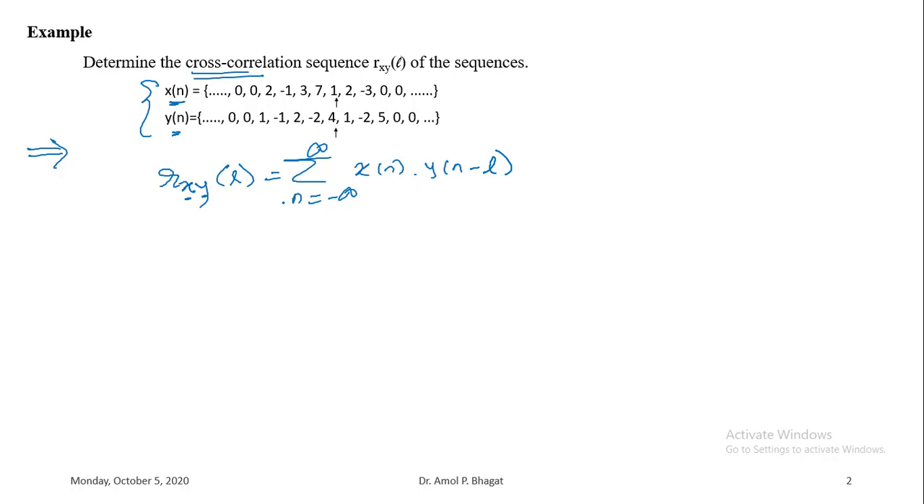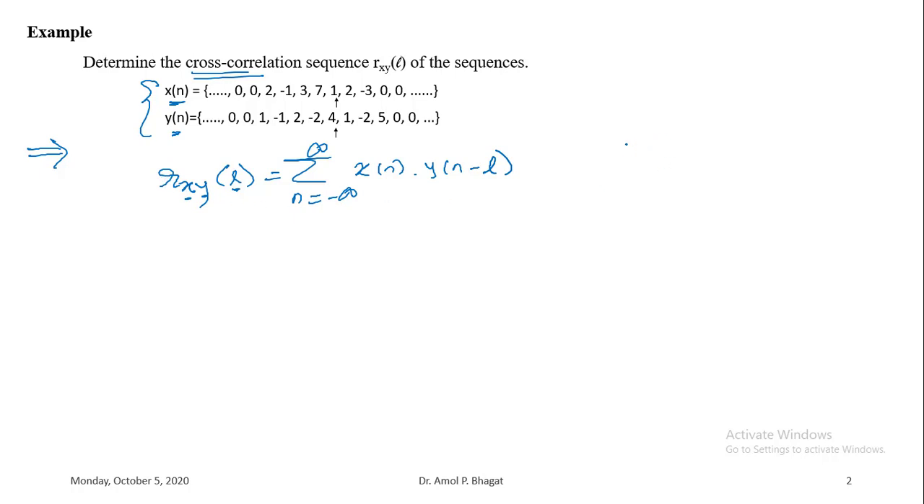Obviously you will be identifying the cross correlation for different values of l. We are interested in identifying this sequence, that is rxy of l, and l will have different values, that is 0, 1, 2 and so on, as well as -1, -2, -3 and so on. You have to carry on finding the value of this cross correlation sequence until you get the zero values.